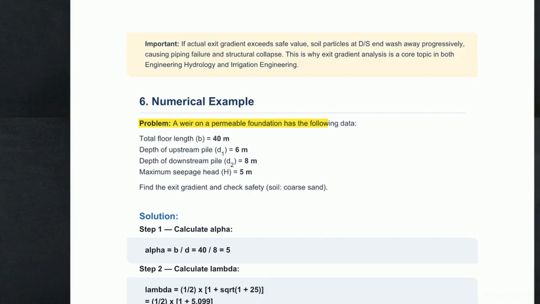Let's look at a numerical problem. We have a weir on a permeable foundation with coarse sand. Dimensions provided: total floor length B is 40 meters, upstream depth D1 is 6 meters, downstream depth D2 is 8 meters. Maximum seepage head, H, is 5 meters.